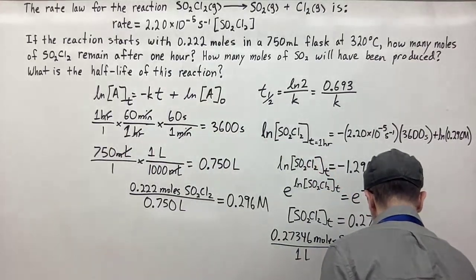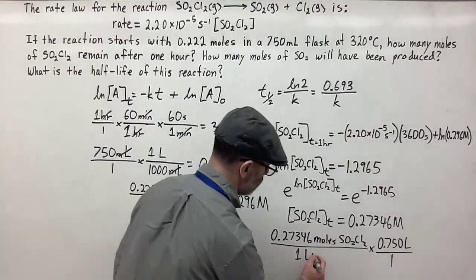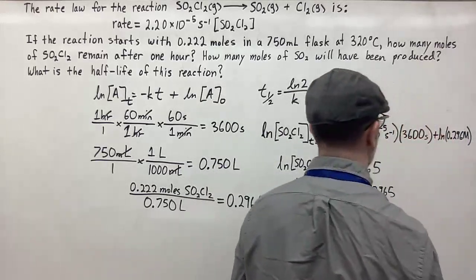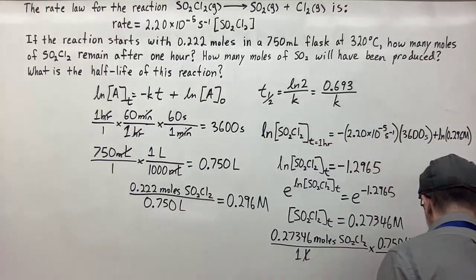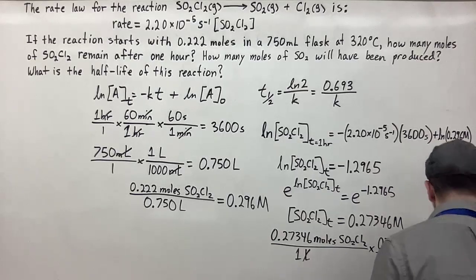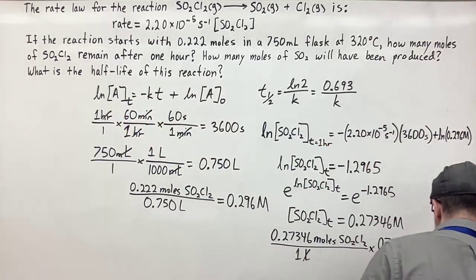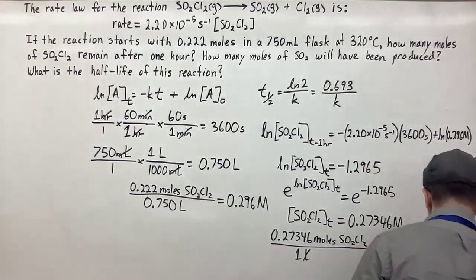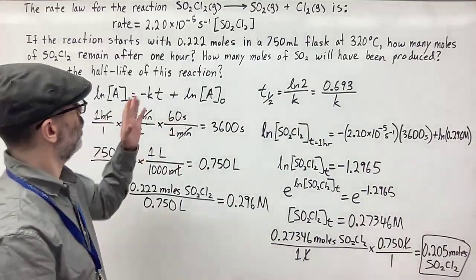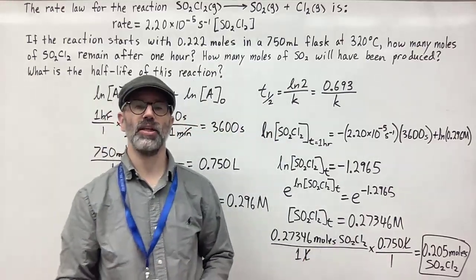So 0.750 liters over 1. Liters cancels out, and we get moles, which is going to be 0.205 moles of the SO2Cl2. So that's how you get that first answer. The number of moles remaining after 1 hour is 0.205 moles of SO2Cl2.